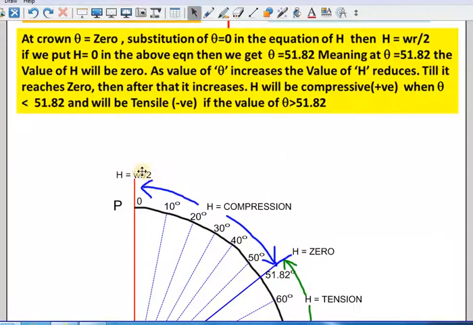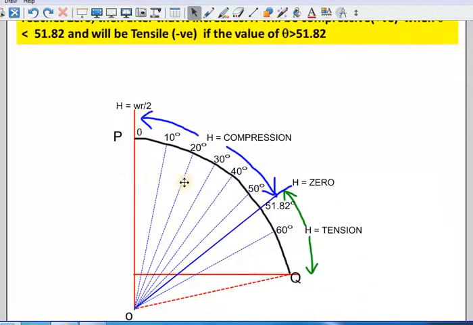The maximum value of H occurs when theta is equal to 0, at the crown, and the magnitude of H is WR by 2. H will be 0 at theta equal to 51.82, and from 0 to 51.82 degree theta, the H will be compression in nature, and once it crosses 51.82 degree, it will be in tension in nature. So just keep these things in mind.